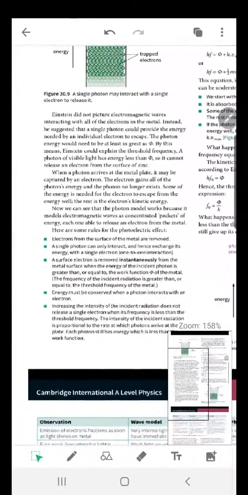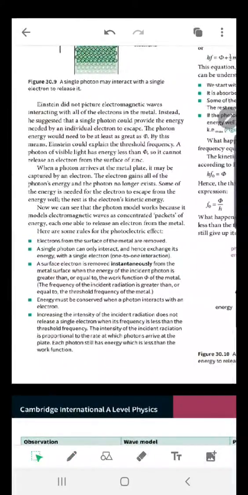All right. We were discussing these points. Electrons from the surface of the metal are removed, of course, because they have escaped. A single photon can only interact and hence exchange with a single electron. One-to-one interaction is there. One photon cannot take three electrons out of the surface. So it's a one-to-one interaction only.